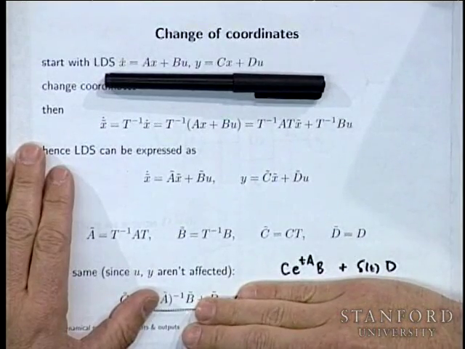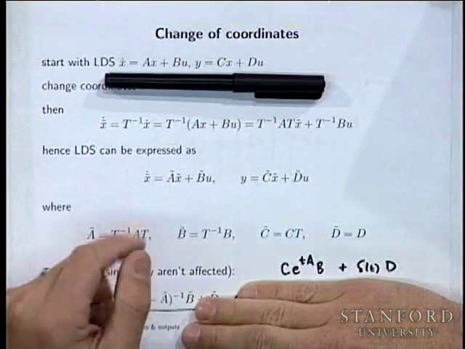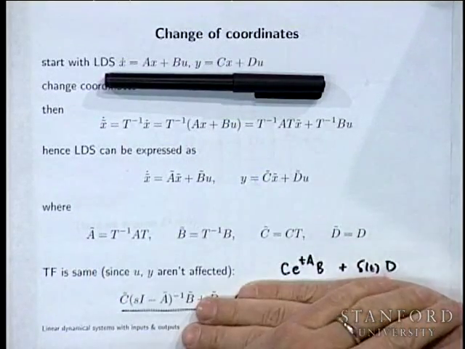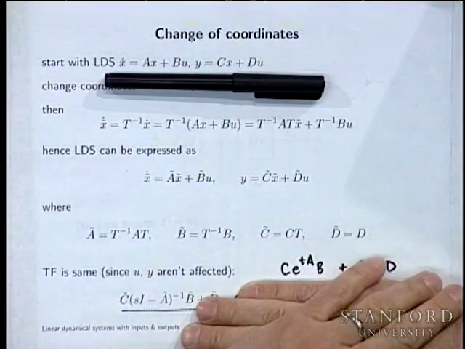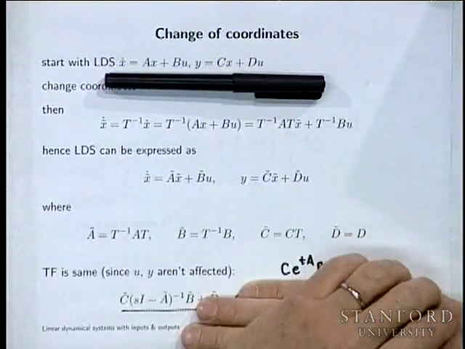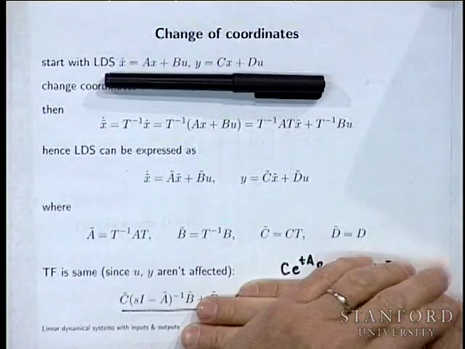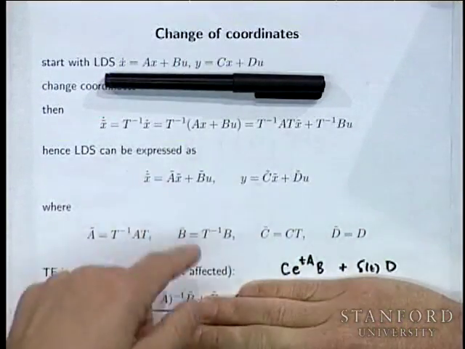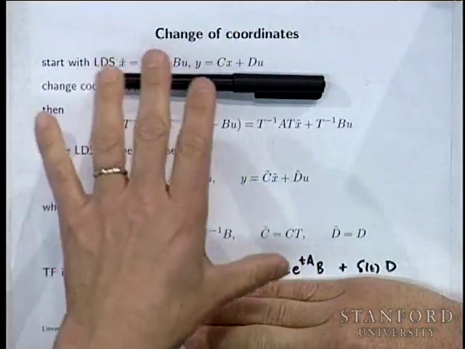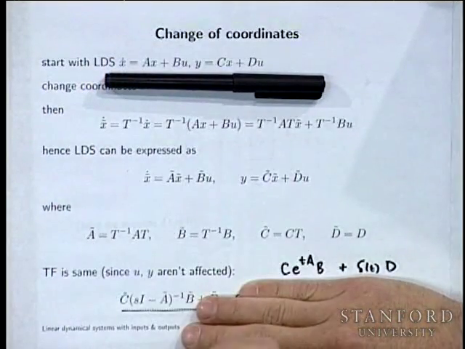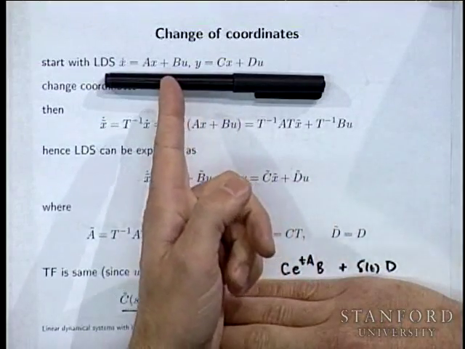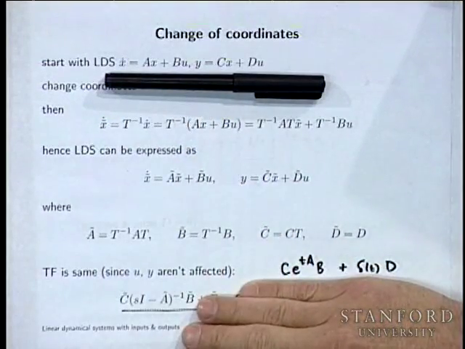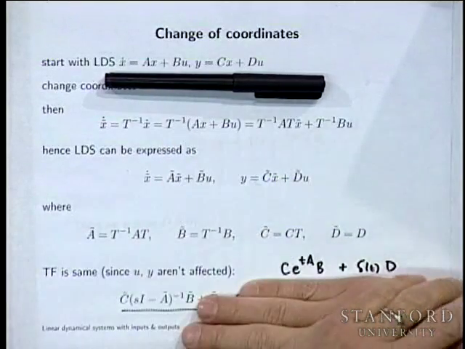I could do this for lots of reasons. I could change coordinates to get an A, for example, that has a lot of zeros in it. That might be very useful because when I implement this, it means it's much simpler to implement. And there are actually forms you would use. You might also, if this was some kind of analog implementation, change coordinates to make the resulting system one that was less sensitive to perturbations in the parameters.